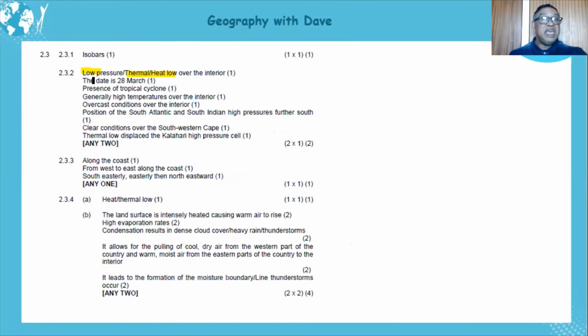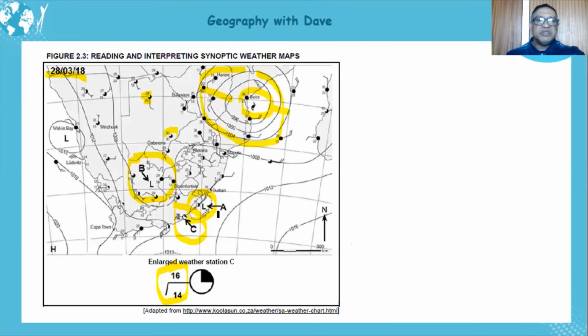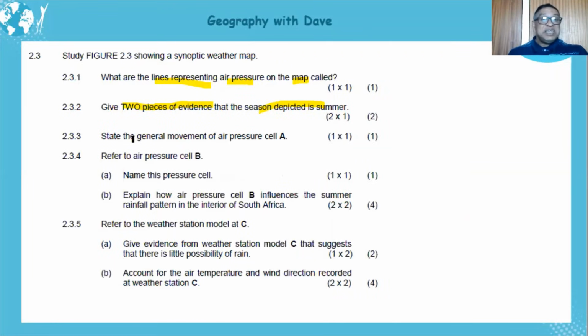Can you see it? The date 28 March was given. I know some say, but is it autumn? But examiners are nice people, eh? They try to give you as many answers as possible. The presence of the tropical cyclone, high temperatures over the interior. Can you see it? It's marks. It's simple things, learners. You can't lose marks about that. Even they gave the position of the South Indian and South Atlantic high. Well, it's not so clear here, but it's more in the northerly position. You know, it follows the ITCZ.